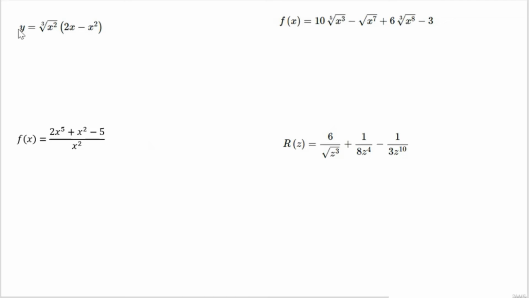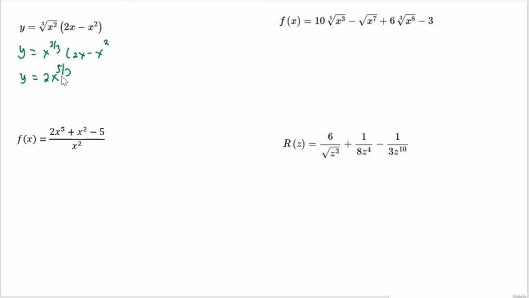So in this case, I will rewrite first the cube root of x squared in terms of fractional exponent. So this can be written now as y is equal to x to the power of 2/3 times (2x minus x squared). Using the distributive property, we have x to the power of 2/3 times 2x. So we can write now 2x and then add the exponents of 2/3 plus 1. So it gives us now the exponent of 5/3.